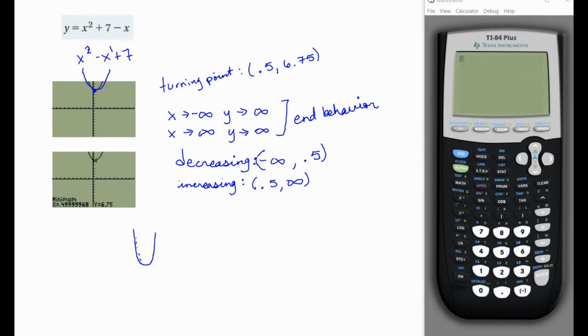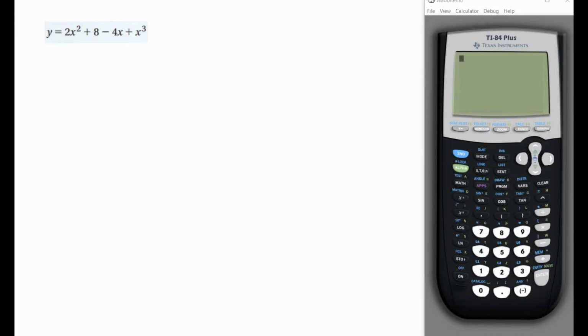Alright, so now we're going to move on to our next problem. And so let's look at it. It looks like a bit of a beast, but it's going to be the exact same deal. We're still going to start by writing this in descending order. So I see a 2, a 1, a 3, and then a constant term. So I'm going to put the x cubed first. Y equals x to the third. And then, just going straight down from there. Plus 2x squared minus 4x plus 8.